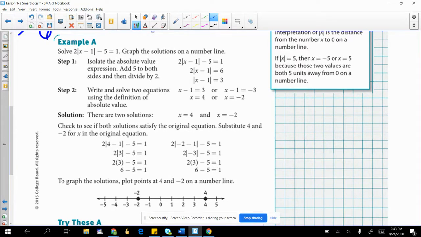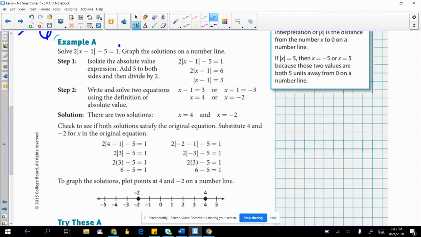Okay? Now, because this is already worked out in your book for you, I'm not going to write it all out again, but I will walk you through step by step so that this is a good one to refer back to. Okay? So it's asking you to solve 2 times the absolute value of x minus 1 minus 5 equals 1.